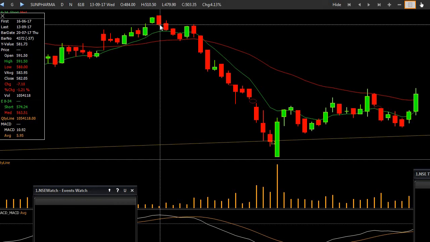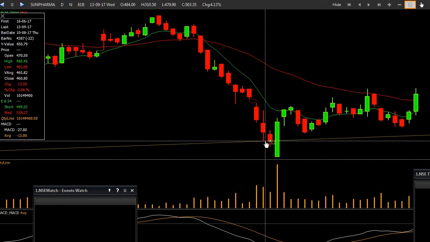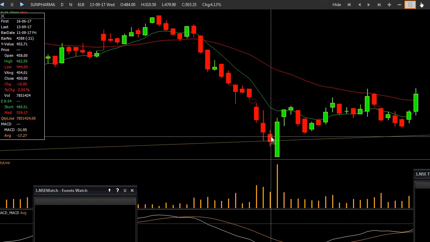So it falls. The share falls to this level, and even this level, and this level was 406. So there was a fall of around 120 rupees in a few days only. This day was the 13th, this day was the 20th of July, and this day it was the 11th of August. So in less than 1 month the share fell 120 rupees.